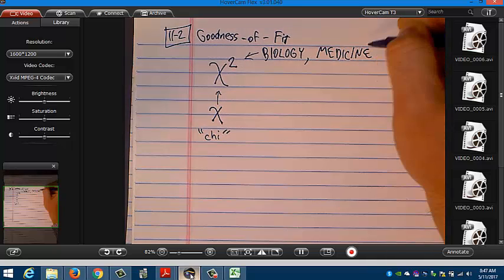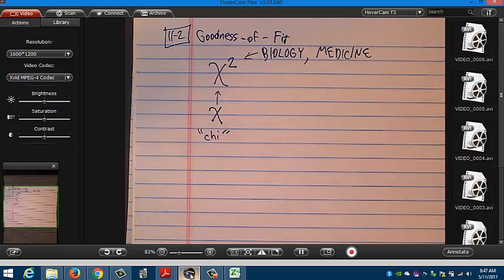I can remember being in a genetics classroom and we had to do chi-squared analysis. And at the time, guys, I wasn't even a math major. I had no idea what I was doing mathematically, but I did know how to do the tests, okay?